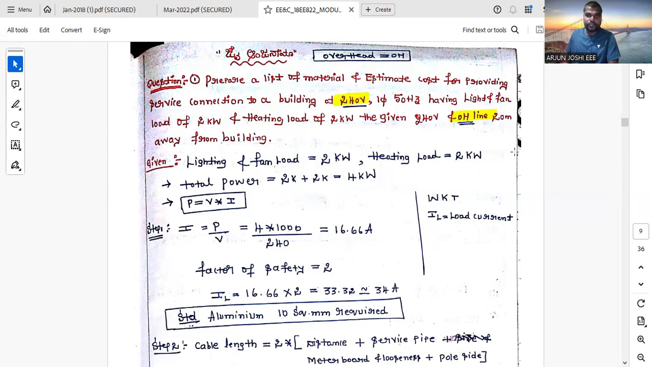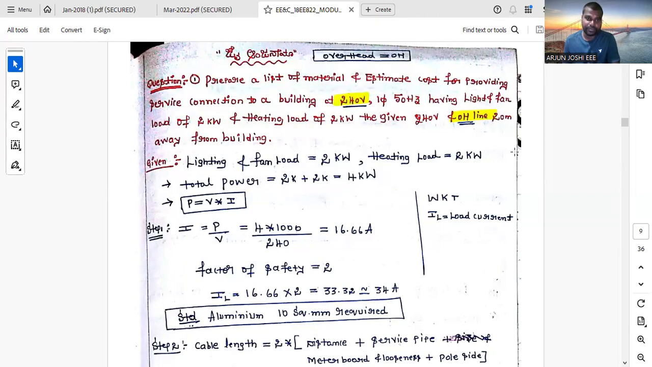Okay. Now let's solve one problem on overhead service main. It comes under module 3. Take down the first question. It's related to overhead service main. In the overhead service main, let's solve 1, 2, 3 problems, and in the underground service main, let's solve 1 and 2 problems. Now let's concentrate on the first problem in this video.